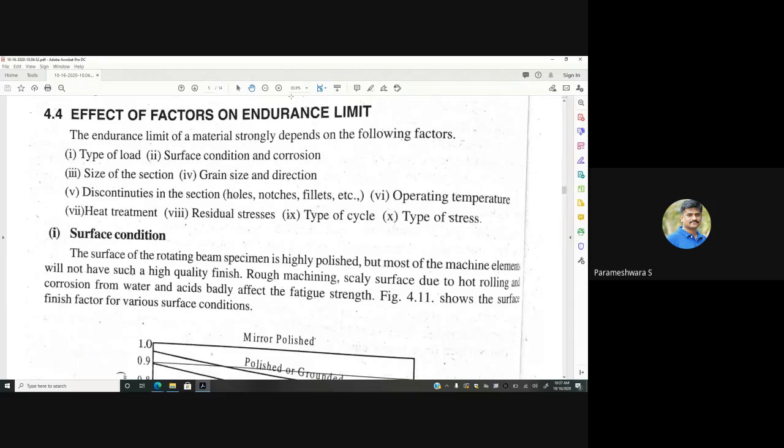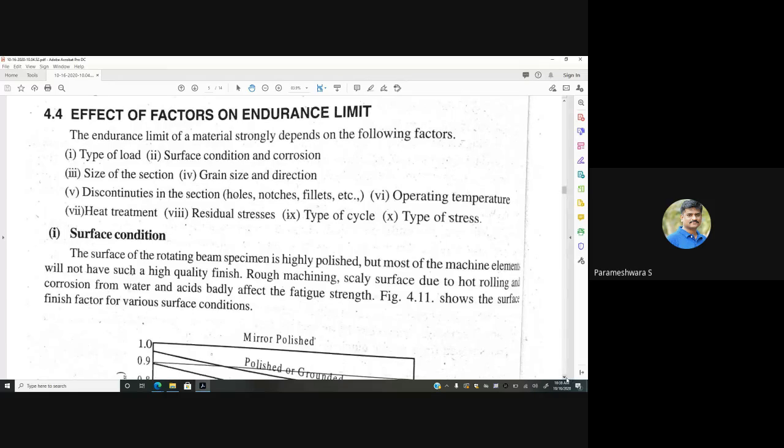This endurance limit of a material strongly depends on the following factors. First one is the type of load. Second is the surface condition and corrosion. Third is the size of the section. Fourth is the grain size and direction. And fifth is the discontinuities in the section, which could be holes, notches, fillets, etc. Then the operating temperature, heat treatment, residual stresses, and the type of cycle and type of stresses. So these are all the factors which affect the endurance limit of a specimen.